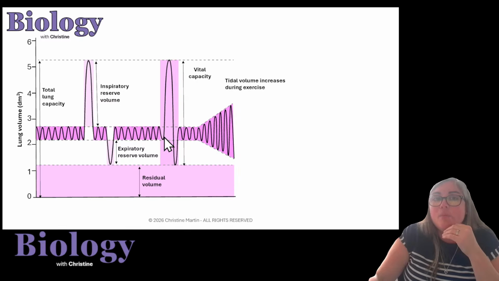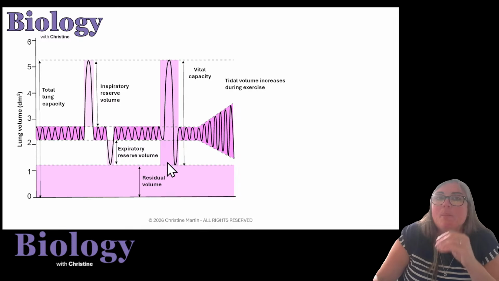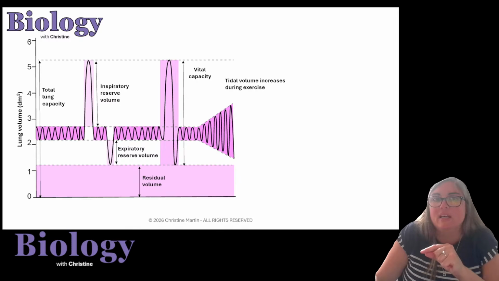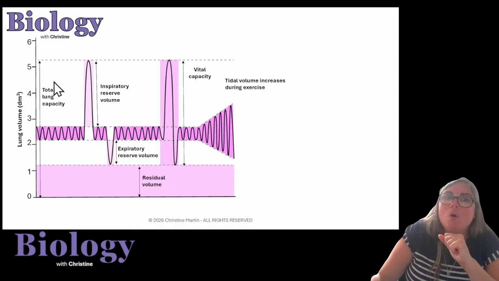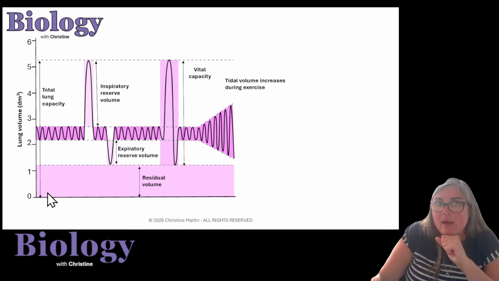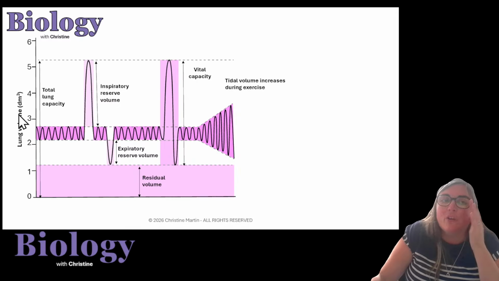If I'm looking at both my inspiratory and my expiratory, I am therefore joining them together. That is my vital capacity. So you should know how to read your total lung capacity, reading it off the graph, looking at, for example, the readings.